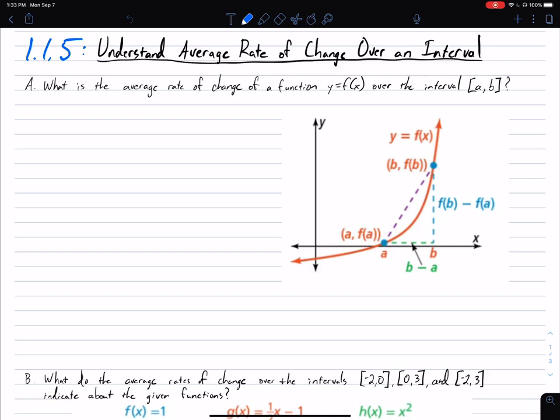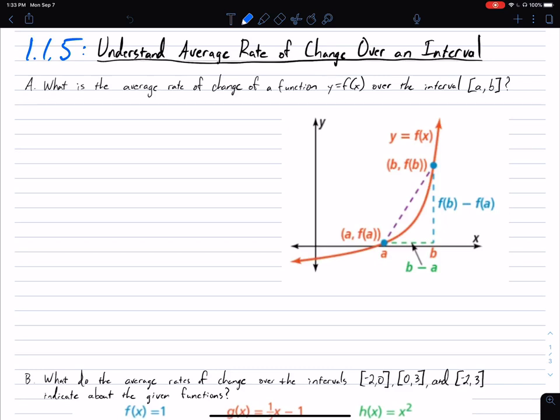In this video, we're going to look at section 1, example 5, understand average rate of change over an interval. So part A, what is the average rate of change of a function y equals f of x over the interval a, b? Now, looks like there's a lot going on here in this little graph chart here, but let's kind of simplify it. Let's break it down and see what information we need.